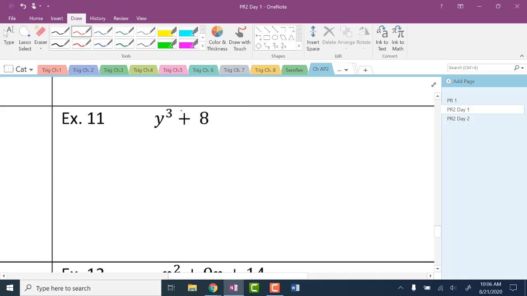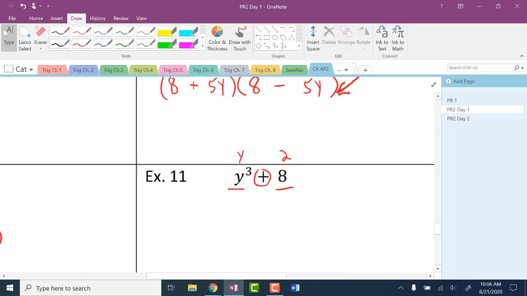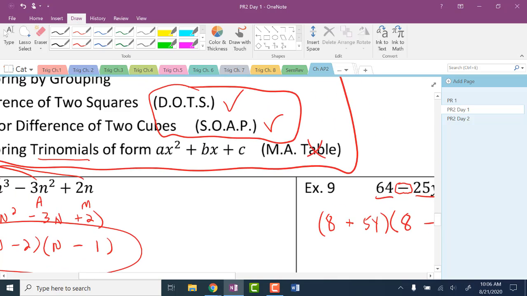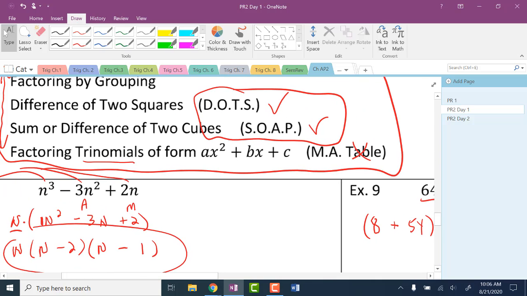This is a sum of two perfect cubes. Perfect cube of y to the third is y. Perfect cube of 8 is 2. You have to be numerate in this class. You have to understand numbers and be good with them. And this is the classic sum or difference of two cubes.